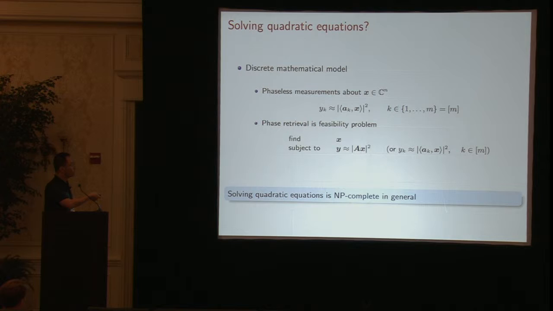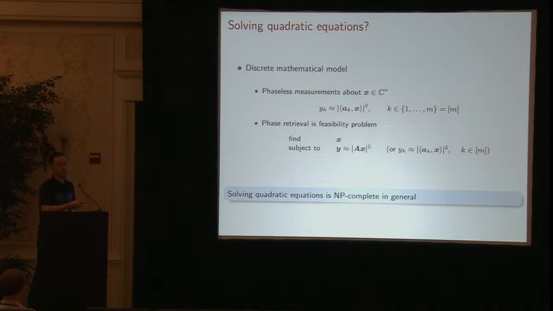Unfortunately, there is not a single method that allows us to solve a quadratic system of equations in general. This actually is an NP-hard problem. Fortunately, if we know that the sampling vectors are unstructured, or incoherent, or random, or whatever you want to call it, there is actually hope that we can solve this problem perfectly.